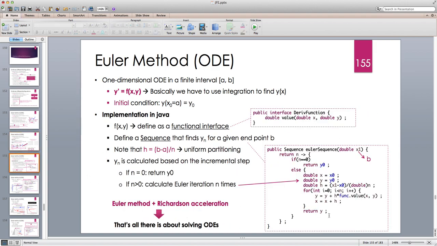So I return y at the end, all right? So this is how I'm generating this Euler sequence, the yn sequence that is going to converge to the value of the function at x1 or at b, all right? And again, this is supposed to have a very, very slow convergence because of the order of the error.